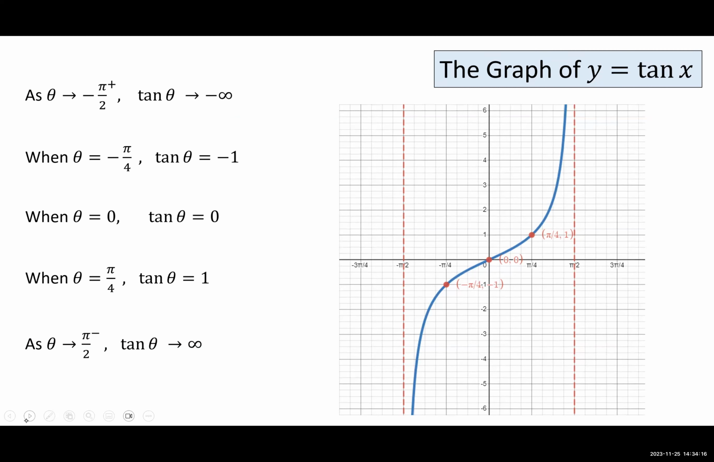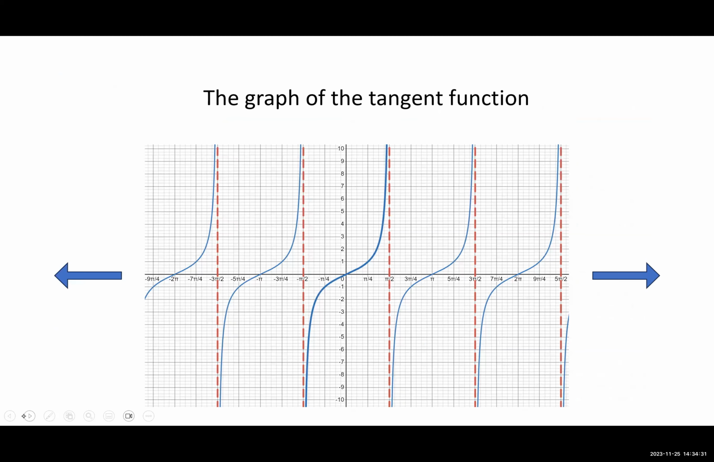So we could graph more complicated tangent functions by starting with the simplest version of the tangent function, just tangent of x. What we did with the sine function, we graphed one period and we saw that the graph repeated to infinity to the right, negative infinity to the left. The tangent function does the same thing.